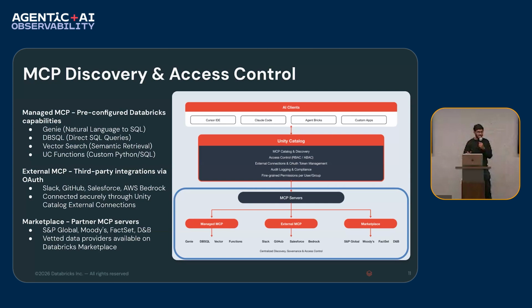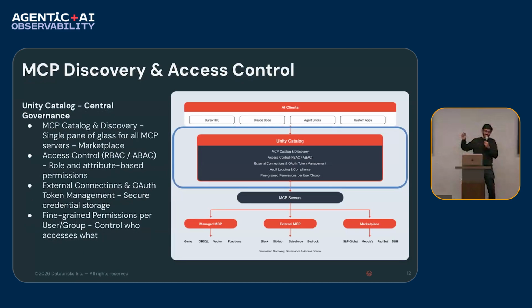And the last one is the marketplace, where people can host their MCP servers in Databricks, and any customer can just install that marketplace MCP server and start using it. So as you can see, UC is becoming a single pane of glass for all of your MCP servers, not just Databricks ones, but external ones and marketplace-hosted ones as well. Since it's all on top of UC, you get all of the RBAC and ABAC policy controls by default. You get token management, secure credential storage, permissioning, and all of that through UC.